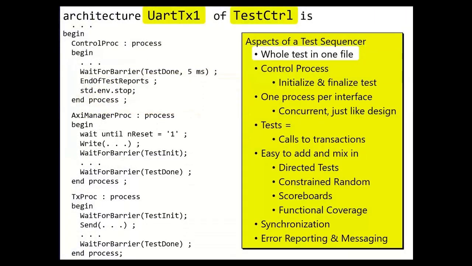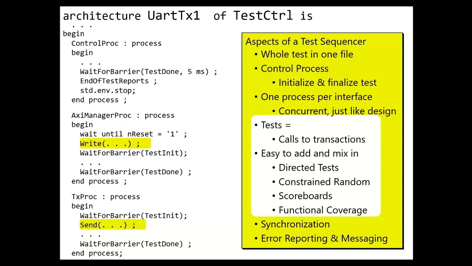So in here, we have the whole test in one file. We have a control process that's responsible for initializing and finalizing our test. And then we have one process per interface, per independent aspect of an interface. For a UART, we have a separate transmitter and receiver process, because those really are two separate things. And our tests just call the transactions: writes, reads, sends, gets, that sort of thing. So it's very easy to build up our directed tests. It's also very easy to build up our constrained random tests as a layer on top of this.